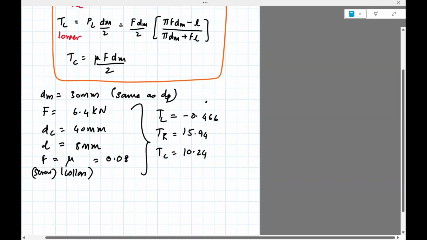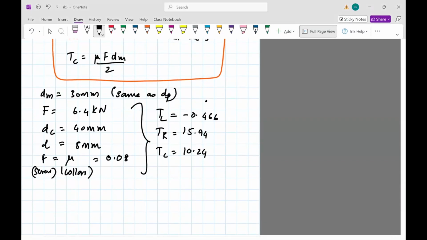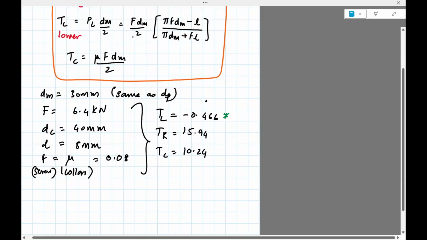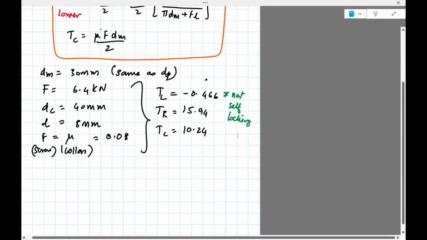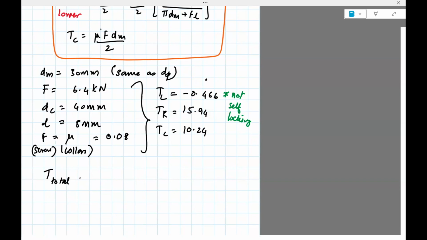Okay, now this one indicates it's going to be not self-locking. Right? The condition was that TL should be greater than 0. It's not self-locking. However, the net lifting torque, the total for lift, is actually TL plus TC.